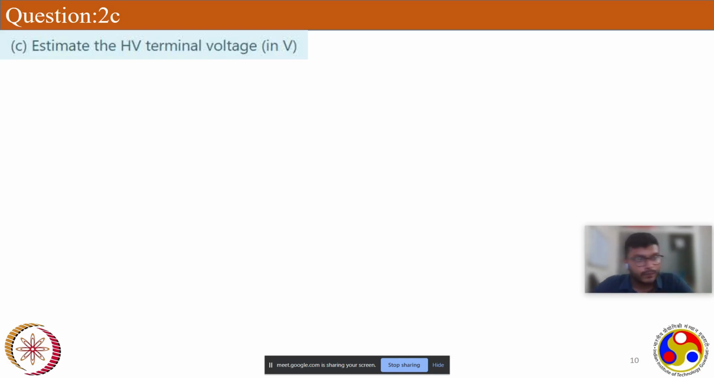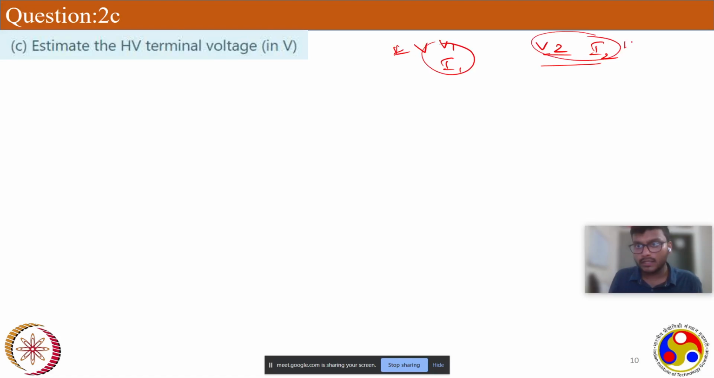It should be simple. Let me just give you an idea here. Let's say V1, I1 are LV side and V2, I2 are HV side, just for the sake of calculation. Now we already know how much V1 and I1 are. V2 is the secondary side voltage, but we are asked to calculate the terminal voltage. Now let's say load side voltage.